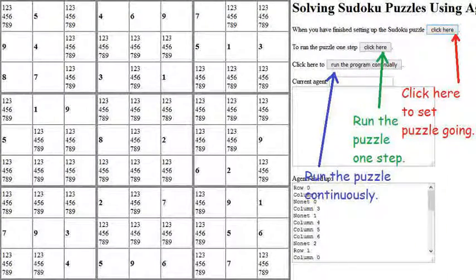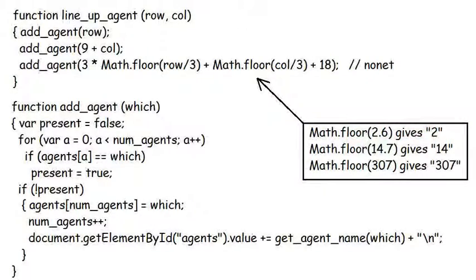You'll see that setting up the puzzle has also started a line of waiting agents. This is because the function setUpPuzzle calls function lineUpAgents for every value the viewer enters in the grid. Function lineUpAgents adds 3 agents to the line for every value entered, one for the row, one for the column, and one for the nonnet. Function addAgent only adds an agent to the line if it is not already in there. Otherwise the program will take twice as long as it does to solve any Sudoku puzzle.